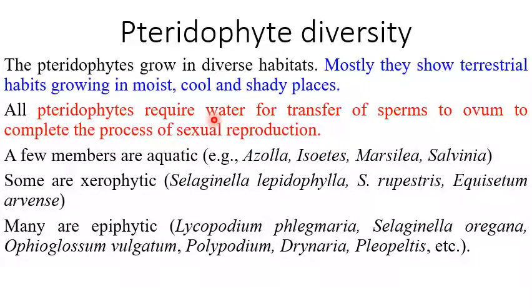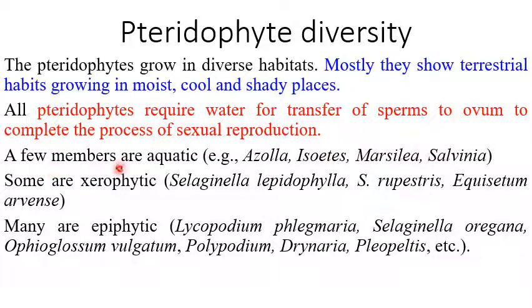All pteridophytes require water for transfer of sperms to the ovum to complete the process of sexual reproduction. The spermatozoid of pteridophyte swims in water, and through the water current it can move from one place to another and find the ovum, the niche of the archegonium, and passing through the cover cells and niche it reaches the ovule and completes the sexual reproduction. So water is one of the essential factors for sexual reproduction.